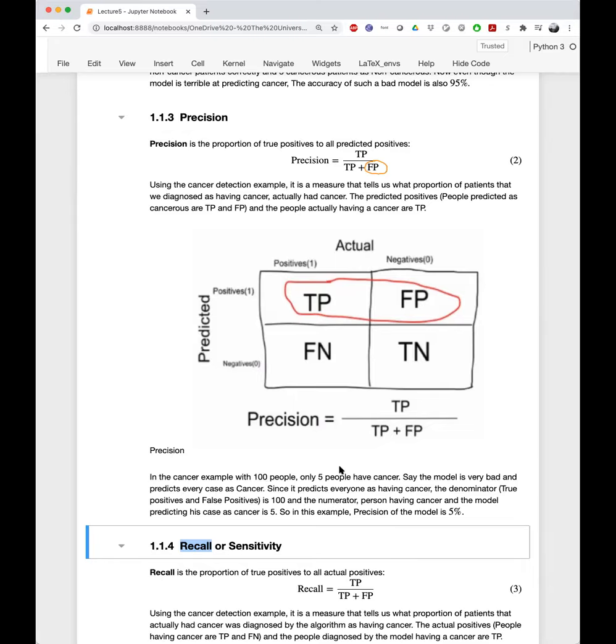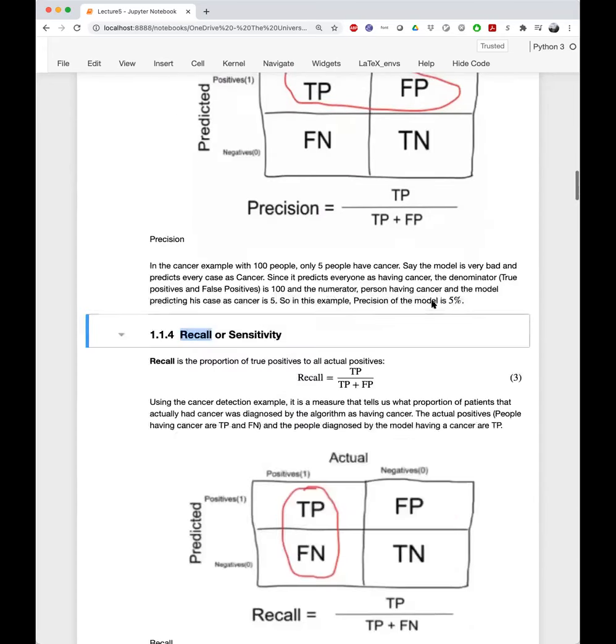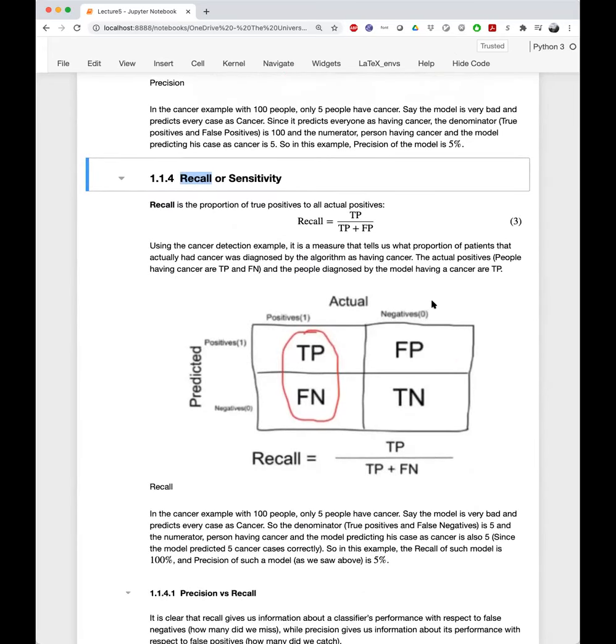And what's the true positive? Since only 5 people have cancer, the true positive is 5. So it's 5 divided by 100. The precision of the model is 5%. It's really low. So the precision can detect that this is a bad model. This is the first new metric that we talk about today. And the next one we talk about is the recall, or sensitivity. They are the same thing, just different names.